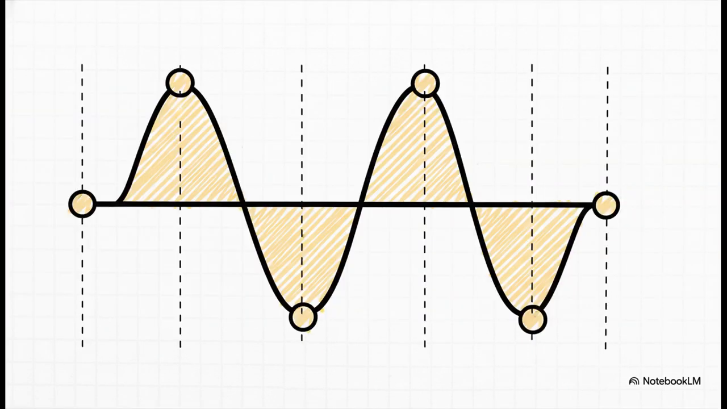First up, we have sampling. Okay, imagine taking thousands of super fast snapshots of the sound wave every single second. Each one of these little snapshots, or samples, captures the exact height of the wave at that precise moment. Now, there's a really important rule here. You have to take these samples at least twice as fast as the highest frequency in the sound. If you go any slower, you'll miss the details and the sound just won't be right. It's a fundamental rule called the sampling theorem.